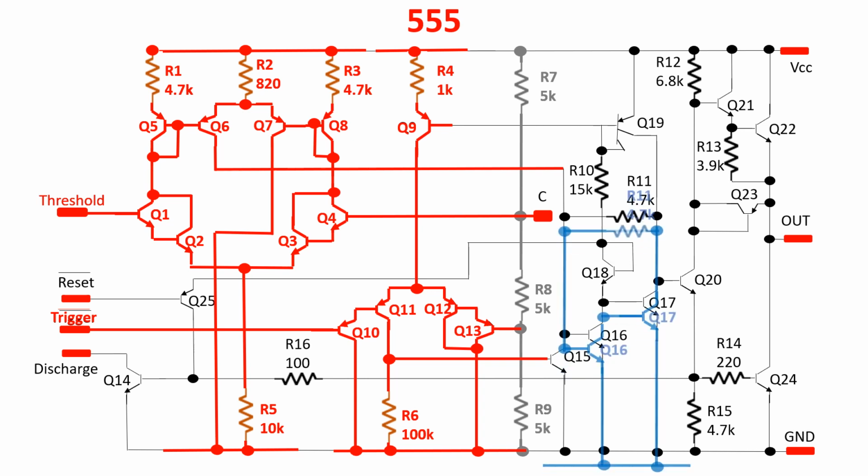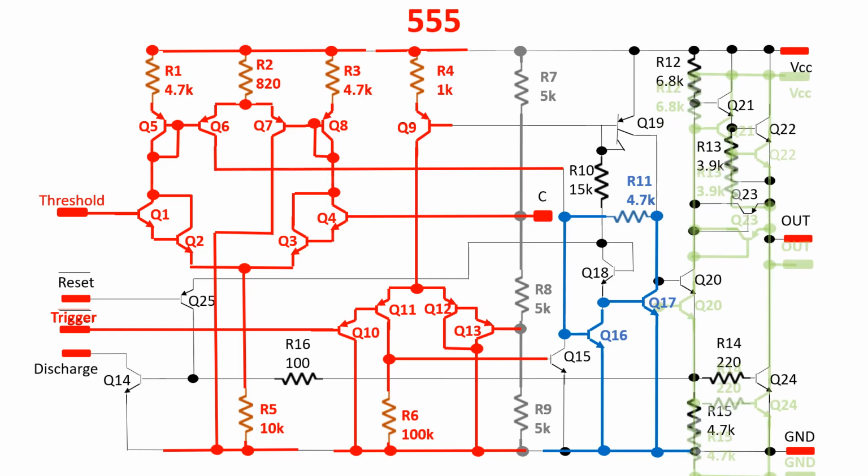Here the flip-flop. It is very simple and it is composed only by one resistor and two transistors, Q16 and Q17, working in saturation region. The flip-flop is controlled by the output of the trigger comparator through Q15 and by the output of the threshold comparator. Here the output stage.